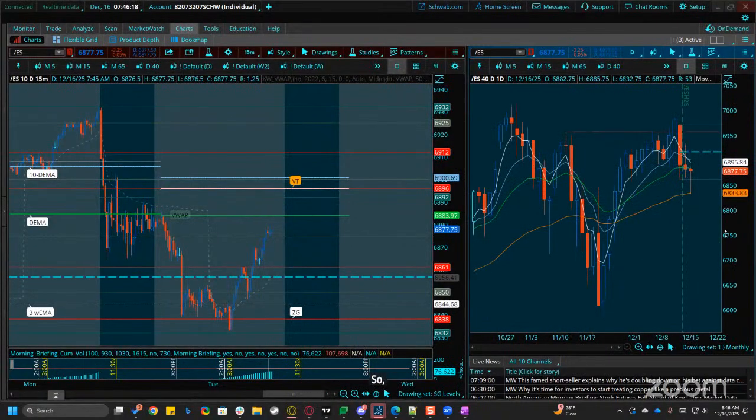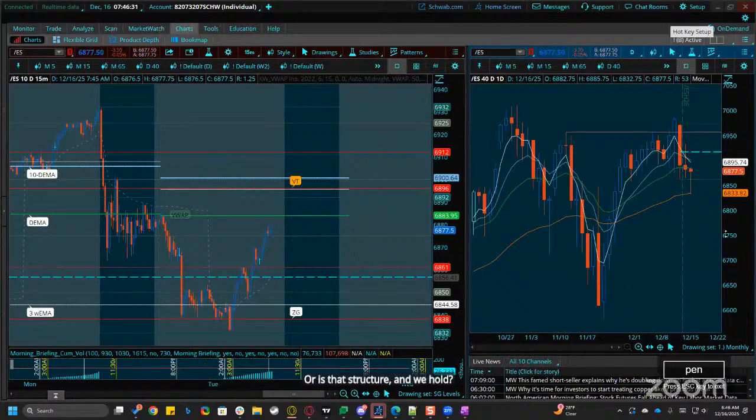So now we've tested it. The question is, is this going to be a bounce with a rally into resistance and then we roll over and come back down and break it? Or is that structure and we hold? The last time we did this, right, we came down, we hit that 50 and we bounced up and set that lower high. And then we came down and broke it.